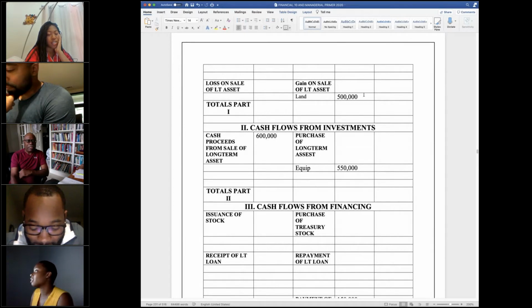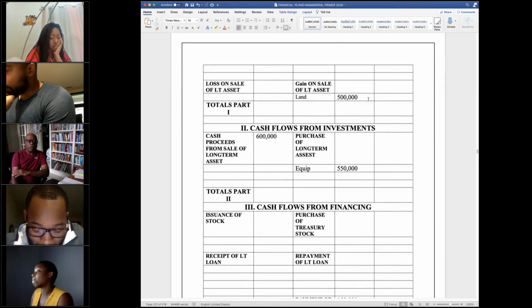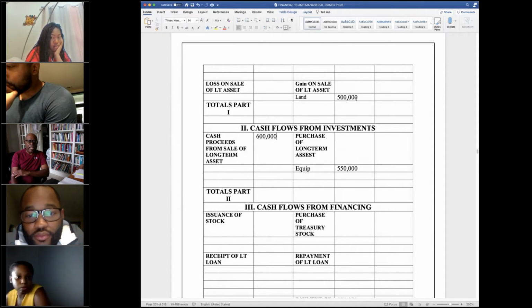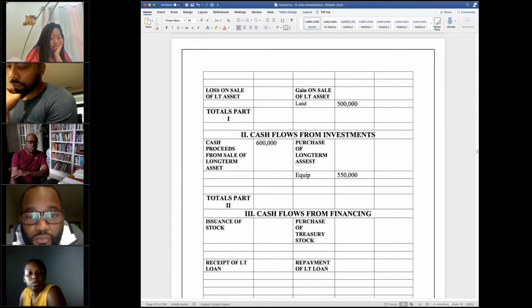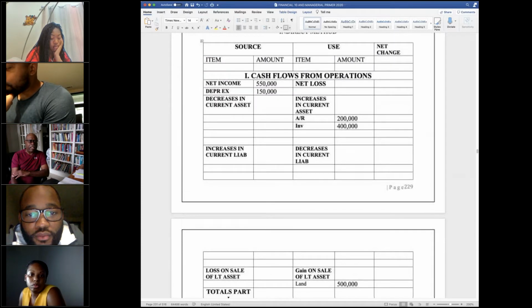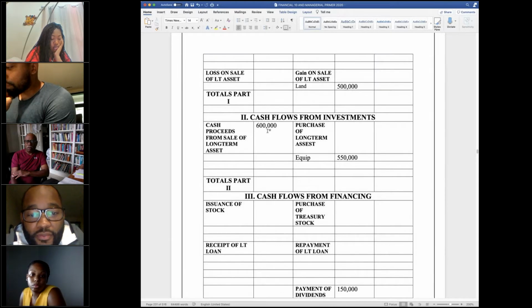Okay. So that's just a little special thing. If it were a loss, it would have been over here, but it was a gain. So we put it over here as a use. So that offsets the fact that it's in this number here, 550. Hey, question. And we showed it in this part, yes.